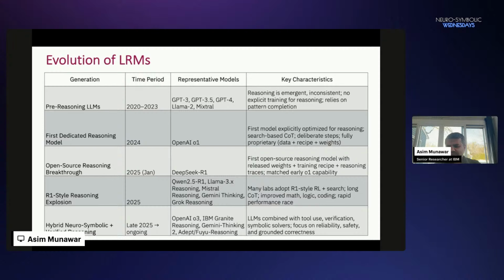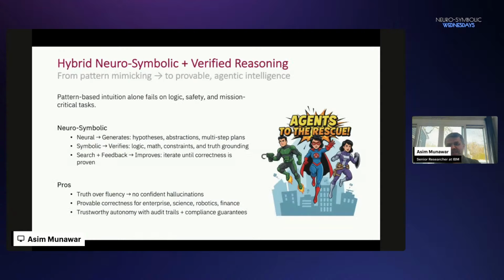And then I believe in the future, hybrid neurosymbolic plus verified reasoning is where we are going right now. In a way, I understand that agents might not exactly be doing that, but agents provide us a way to go there, instead of just mimicking the pattern of reasoning, doing real provable reasoning. So agents help us combine this neural and symbolic part very efficiently. So maybe this is the direction we should be looking into.